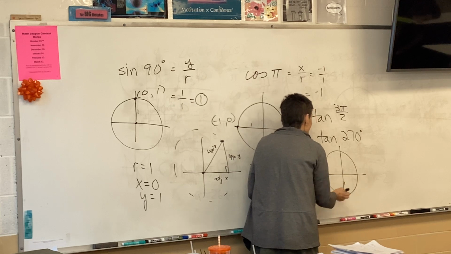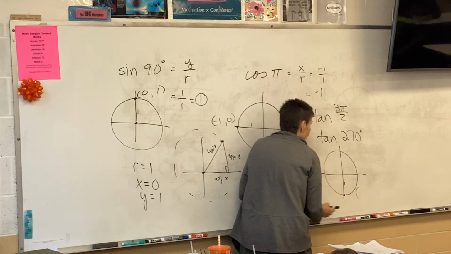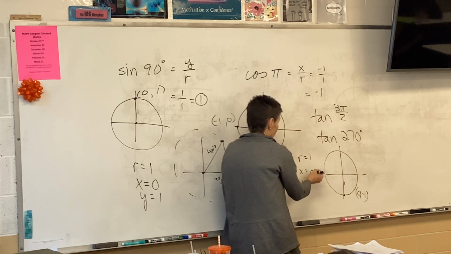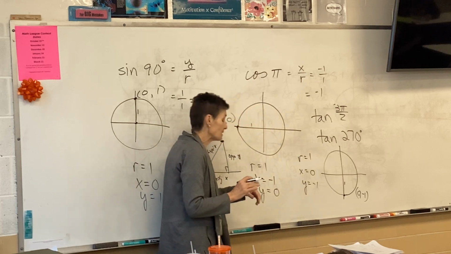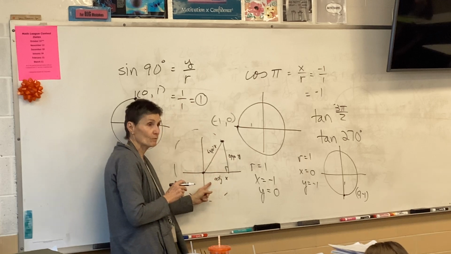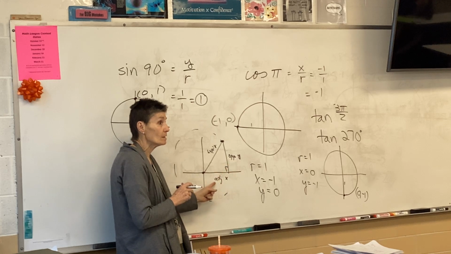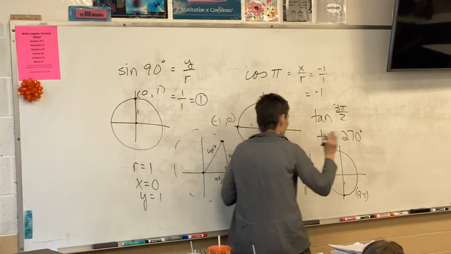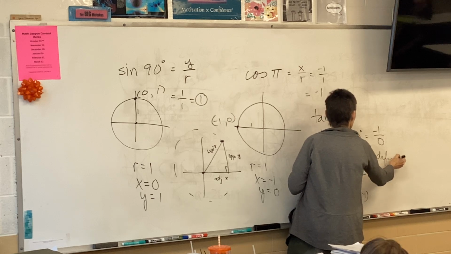All right, if I make my radius 1, what is my x and y down here? Y is negative 1. X is 0. Now, let's see if you can figure this out without looking at your sheet. Tangent is opposite over adjacent, right? So that's going to be y over x. y over x is actually undefined.